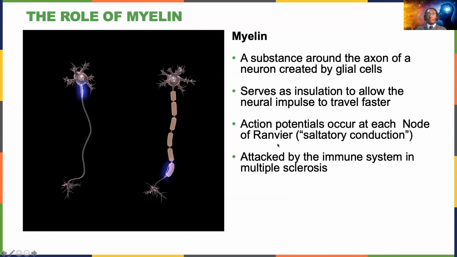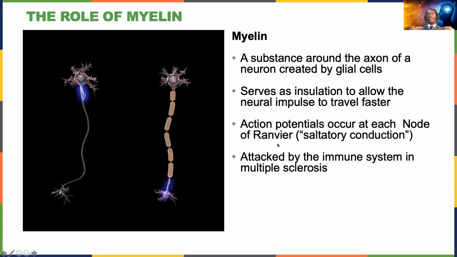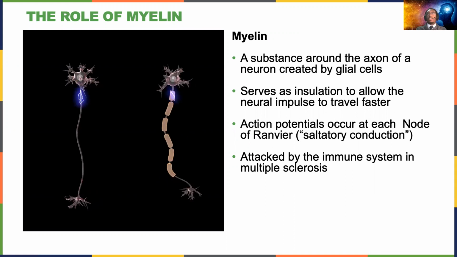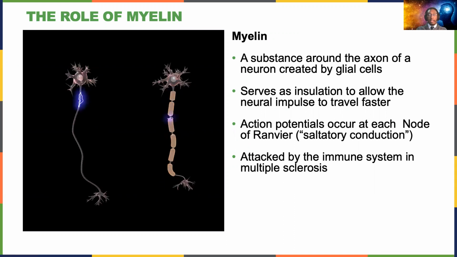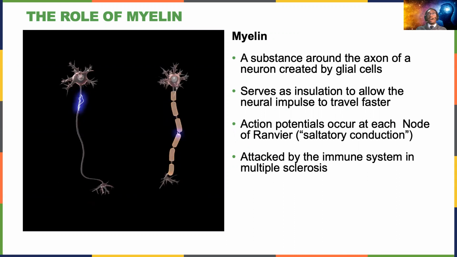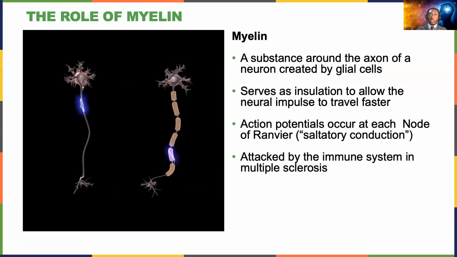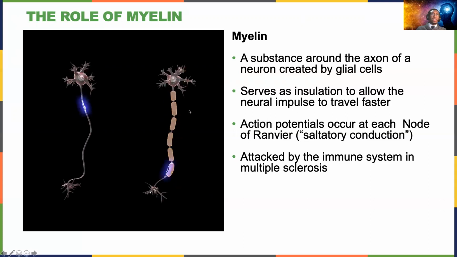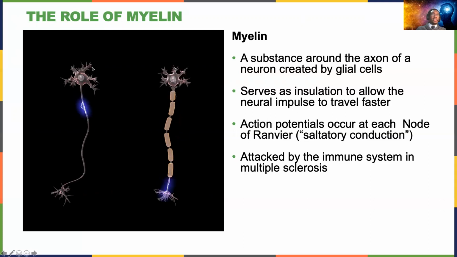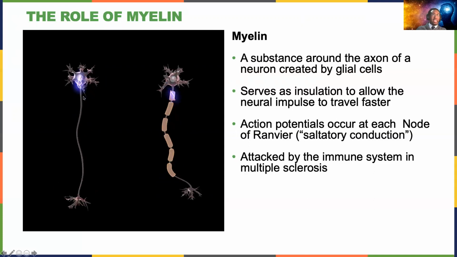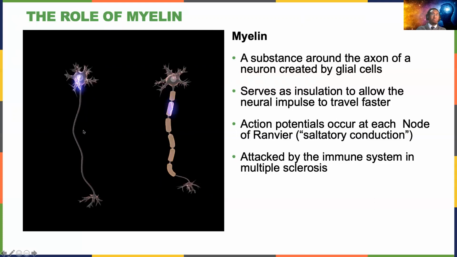One important example of glial cells' functions is myelin. So myelin is a substance that coats the outside of axons that is created by glial cells in the central and peripheral nervous system that allows for insulation and allows the neural impulse to travel faster down the axon. So if you take a look here in this diagram, this is an unmyelinated neuron. It doesn't have any myelin on it. And you can see that the neural impulse is moving okay, at kind of a slow pace down the axon.